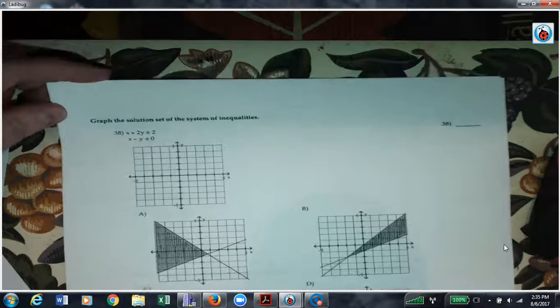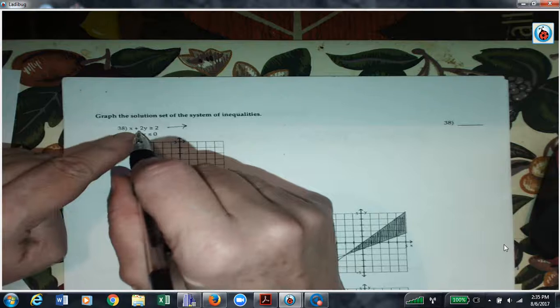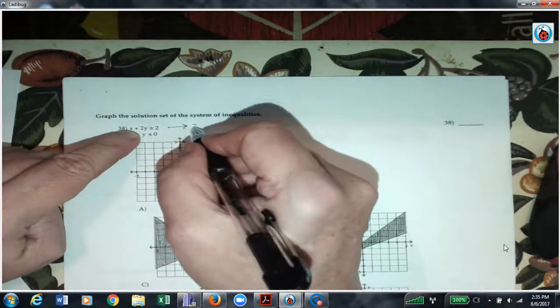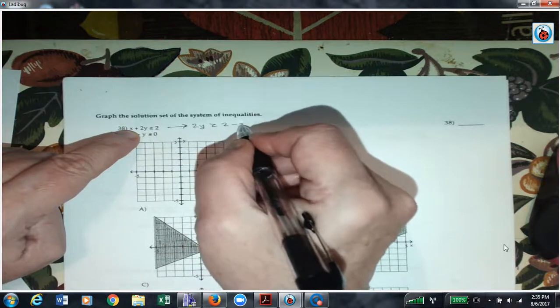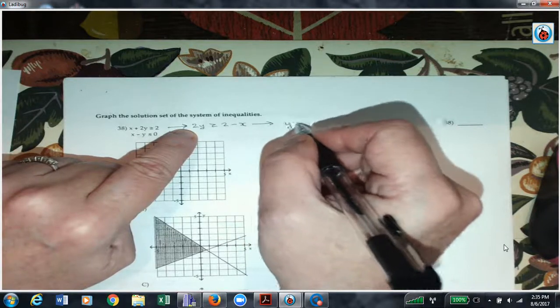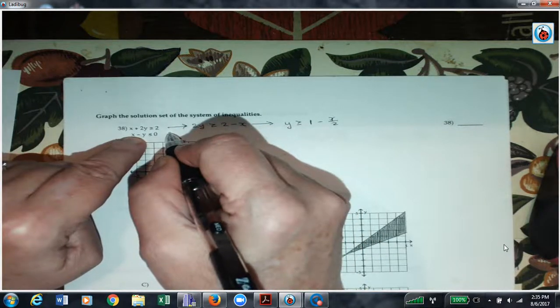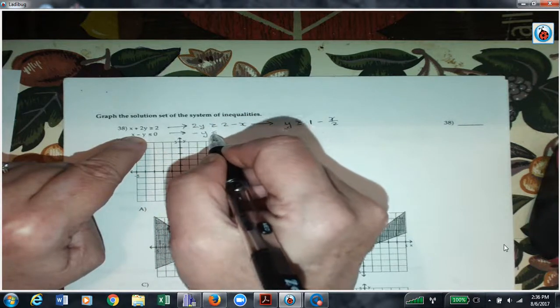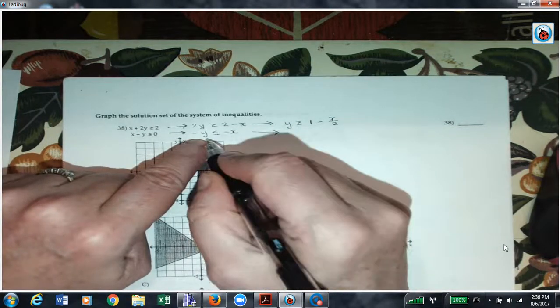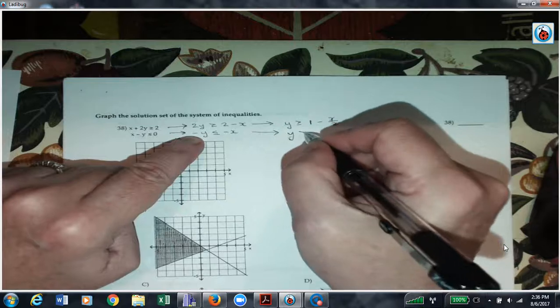All right, graph the solution set of the system of inequalities. I have to rewrite these with y on the left-hand side. So I'm going to subtract x from both sides here. That does not change the direction of the arrow. Then I'm going to divide everything by 2. And dividing by a positive number does not change the direction of the arrow. Here I'm going to subtract x from both sides. That will not change the direction of the arrow. 0 minus x is just negative x. But to get y by itself, I have to negate both sides, or multiply both sides by -1. Multiplying both sides by a negative, or negating, changes the direction of the arrow.